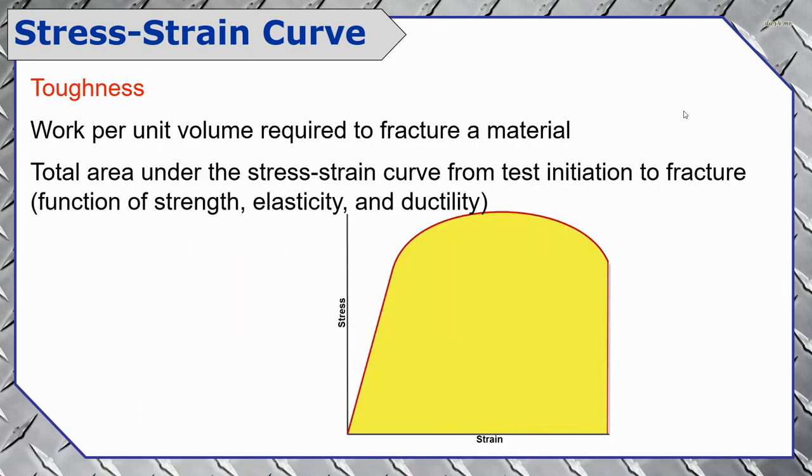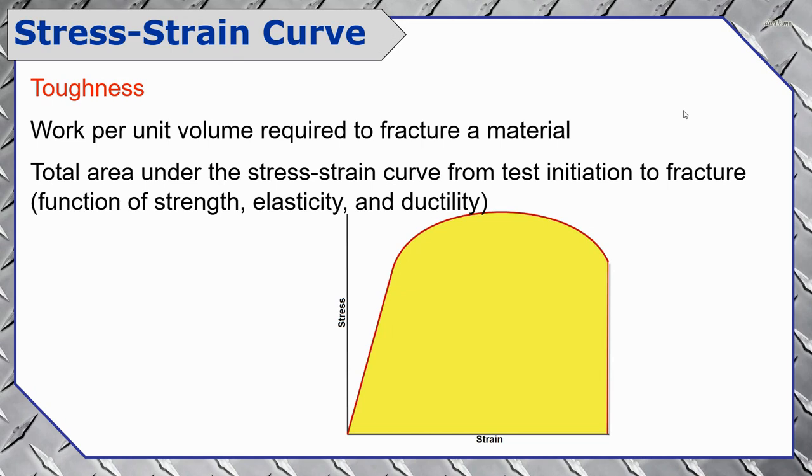A lot of materials are prized for their toughness. Toughness is the work per unit volume required to fracture a material. This is similar to resilience, but resilience was the work per unit volume that a material could withstand before permanent deformation. Toughness also accounts for the energy that a material can absorb even during plastic deformation.